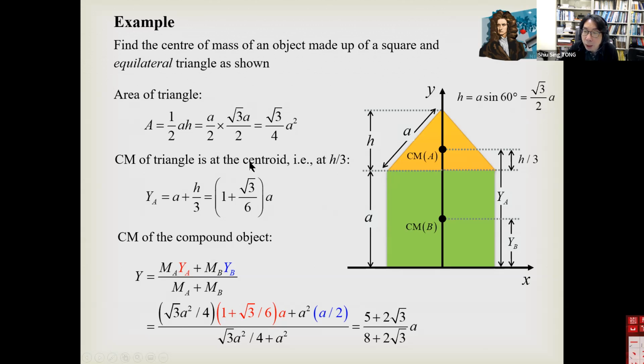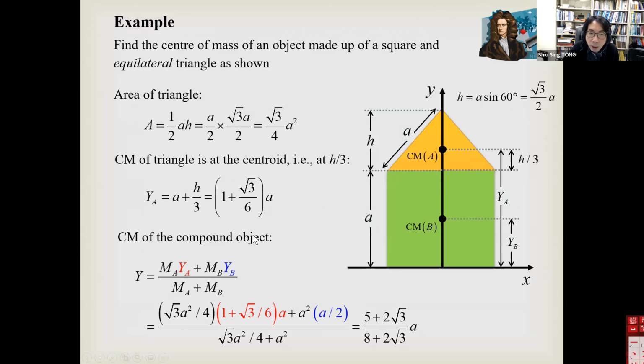And the centroid of a triangle, and the center of mass of the triangle, is at the centroid. The centroid is at a height of H over 3 above the base. So that means if I measure everything from the x-axis, the center of mass of the triangle is now A, the height of the square, plus H over 3, the height of the center above the base of the triangle. So it's A plus H over 3, but H is square root 3 A over 2. So I get (1 plus square root 3 over 6) A, okay?